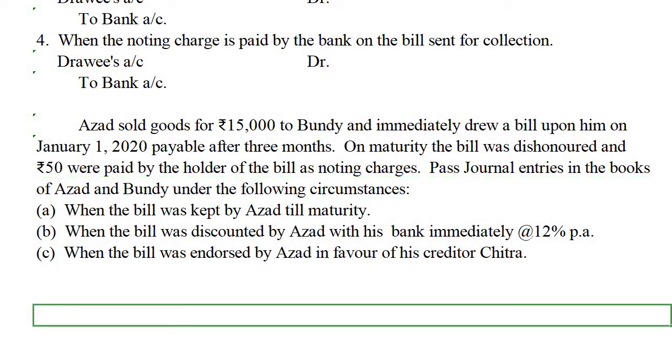Pass journal entries in the books of Azad and Bundy under the following circumstances. Which are the following circumstances? Here 3 situations are given. When the bill was kept by Azad till maturity, when the bill was discounted by Azad with his bank immediately, that means on January 1st itself at 12% per annum discount. At 12% per annum, that is the discount rate. And then when the bill was endorsed by Azad in favor of his creditor Chitra. So these are the 3 different circumstances.